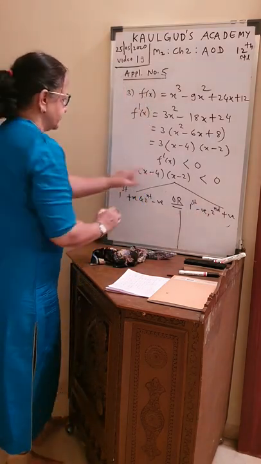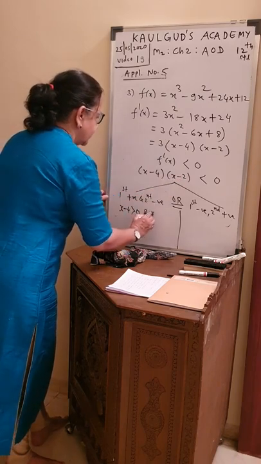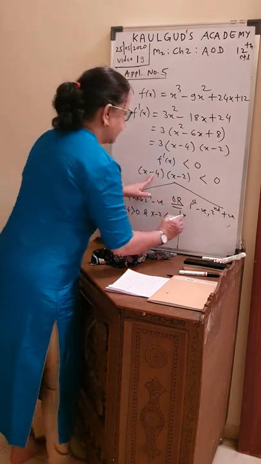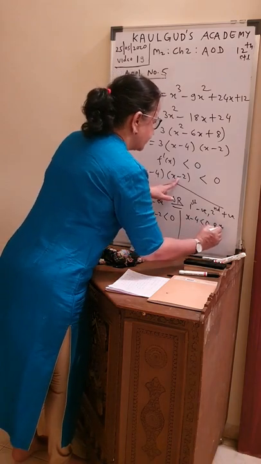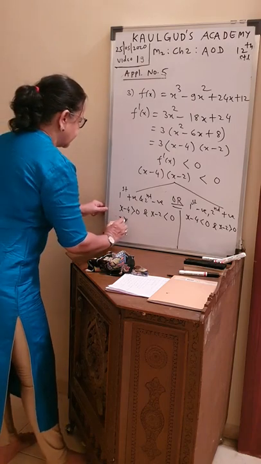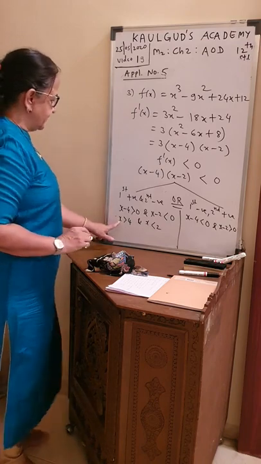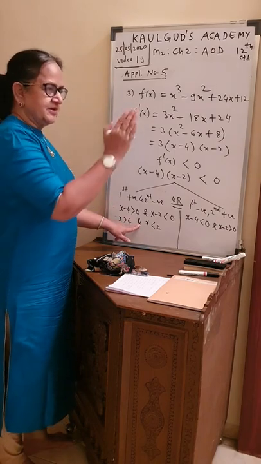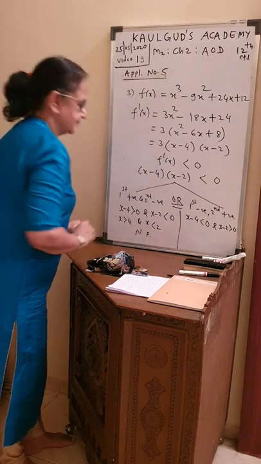Now first positive, so x minus 4 greater than 0 and second negative, x minus 2 less than 0, or first number negative, x minus 4 less than 0 and second number positive, x minus 2 greater than 0. So here x greater than 4 and x less than 2. Can this happen? Number should be bigger than 4 and at the same time smaller than 2. That is not possible.